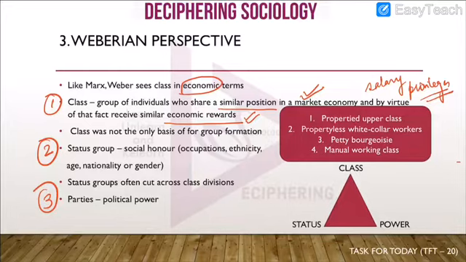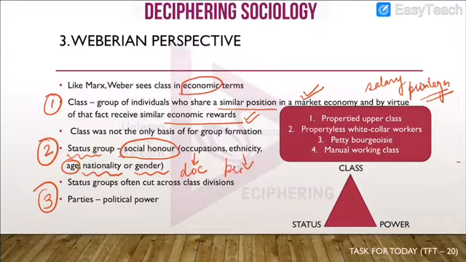But Weber says that class is not the only feature of social stratification. A social stratification system can exist on the basis of a status group. What is a status group? A status group is a group which enjoys similar social honor. For example, people belonging to the same occupations, for example the doctors, or people belonging to a certain ethnicity, age, nationality, or gender, they enjoy a certain privilege, a certain prestige, a certain respect in society. And that is why a social stratification system or certain layers form in society.